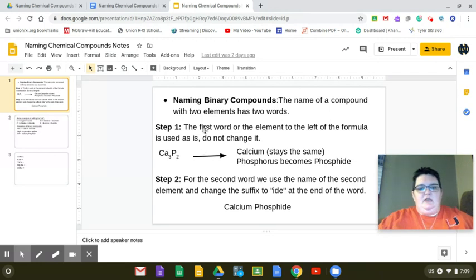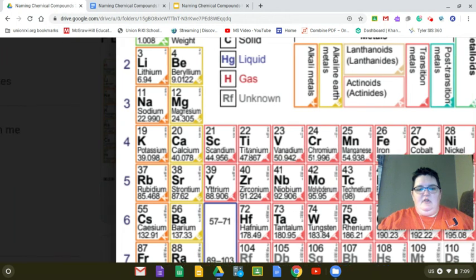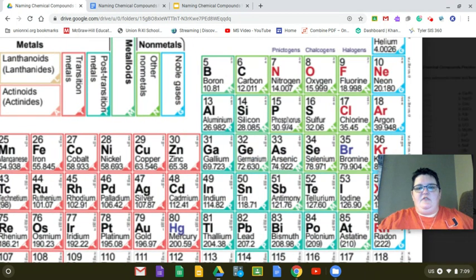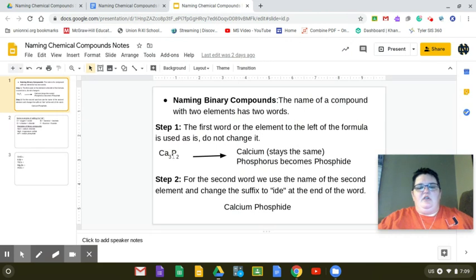Then we look for step two. It says for the second word, we use the name of the second element and change the suffix to "ide" at the end of the word. So we look at the P here on our periodic table. We find the letter P, which is phosphorus. Instead of phosphorus, we take off the suffix, "rus," and make it "ide." So phosphorus becomes phosphide. Putting the two together, Ca3P2 becomes calcium phosphide.